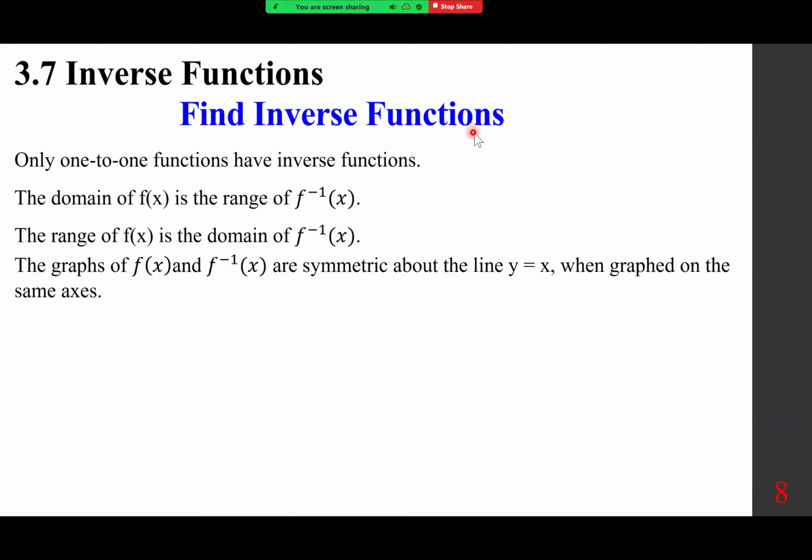Find inverse functions. How do we do that? Only one-to-one functions have inverse functions. The domain of f of x is the range of f inverse x. The range of f of x is the domain of f inverse x. The graph of f of x and f inverse are symmetric about the line y equals x when graphed on the same set of axes.